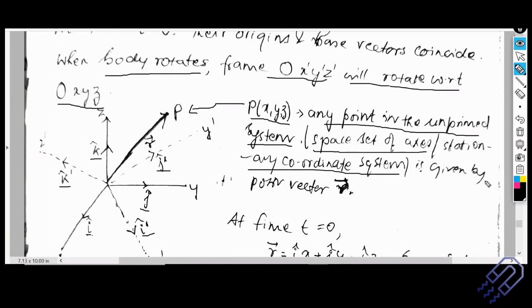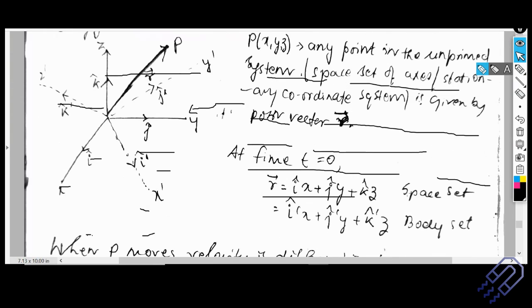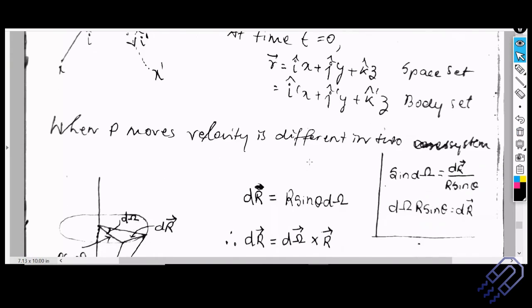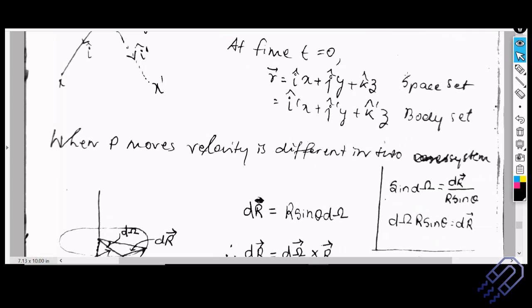Okay, and it is given by the position vector r1. So that's something which you already have seen in the first unit in vectors and so on. So this is the basics of understanding what the primed system is along with the unprimed system. Now, if we are considering time t equal to 0, I'll just give a very brief note here.